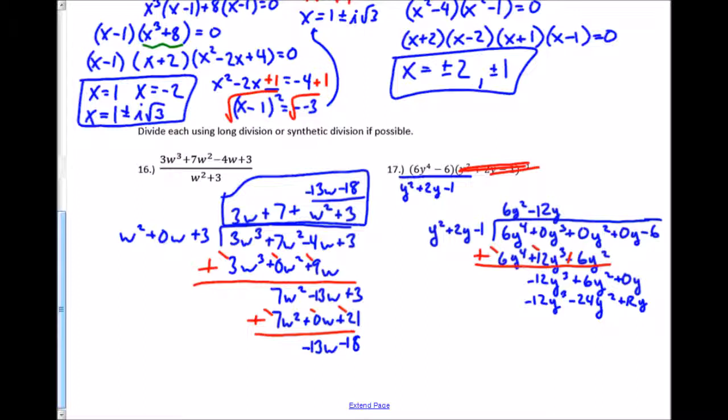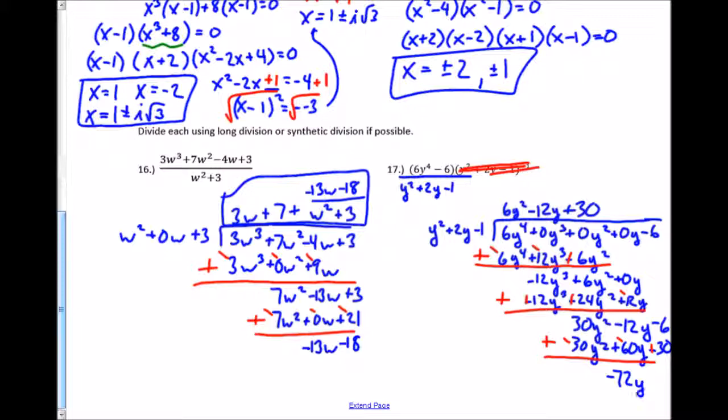And now I'm going to subtract, which is the same as adding the opposite. When I do that, that gives me a 30y squared and a minus 12y. And then I bring down the last term, which is the negative 6, and I start the process over. I've got to multiply by a 30 here. So I multiply, that's a 30y squared plus 60y minus 30. And I'm going to subtract, which once again is the same as adding the opposite, which is going to give me a negative 72y plus 24. And I can't go any further, so that's my remainder.